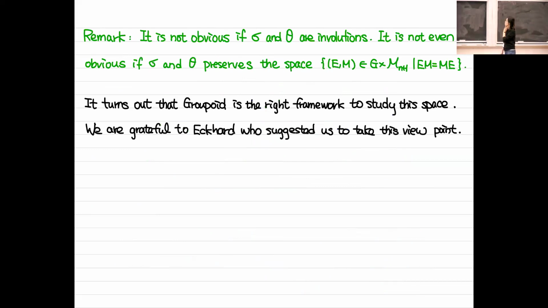But indeed, they preserve the space, and turn out to be involutions. So you have to use something to show this. And it turns out that groupoid is the right framework to study the space. To us, it's quite surprising because from the beginning, there's no groupoid appearing anywhere.